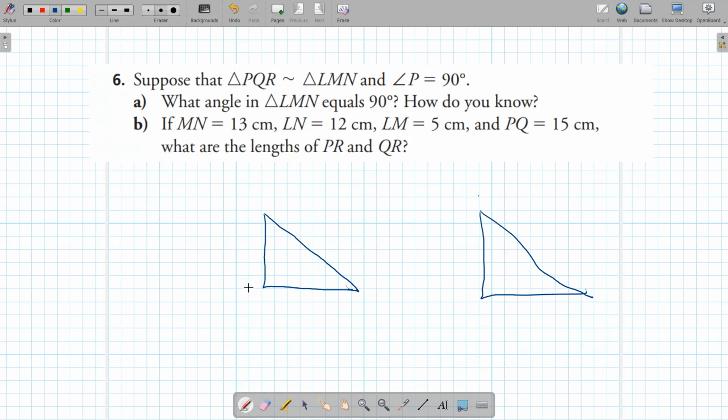P is 90, so P should be in the middle. P, this is 90, QR. That means it's L, M, and N. Okay, there you go. That's our setup.